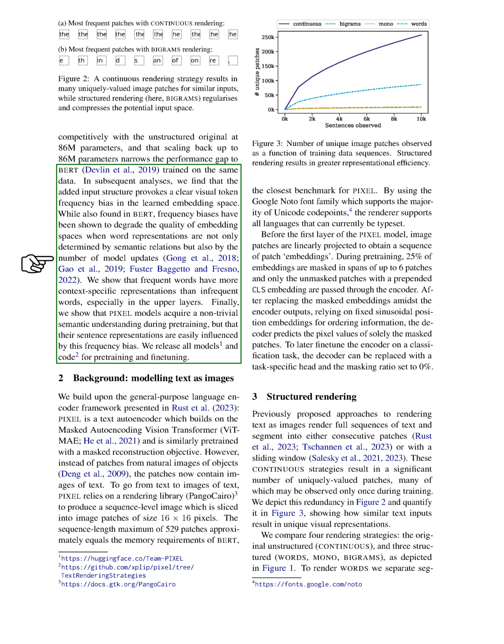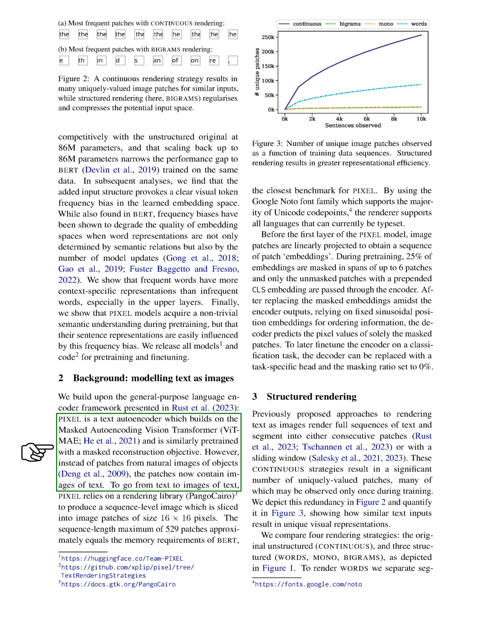We build on the general-purpose language encoder framework presented in Pixel, a text autoencoder that uses a masked reconstruction objective. Instead of patches from natural images of objects, the patches now contain images of text. To convert text to images of text, Pixel uses a rendering library to produce an image at the sequence level, which is then sliced into image patches of size 16 by 16 pixels. The sequence length maximum of 529 patches is roughly equivalent to the memory requirements of BERT, the closest benchmark for Pixel.